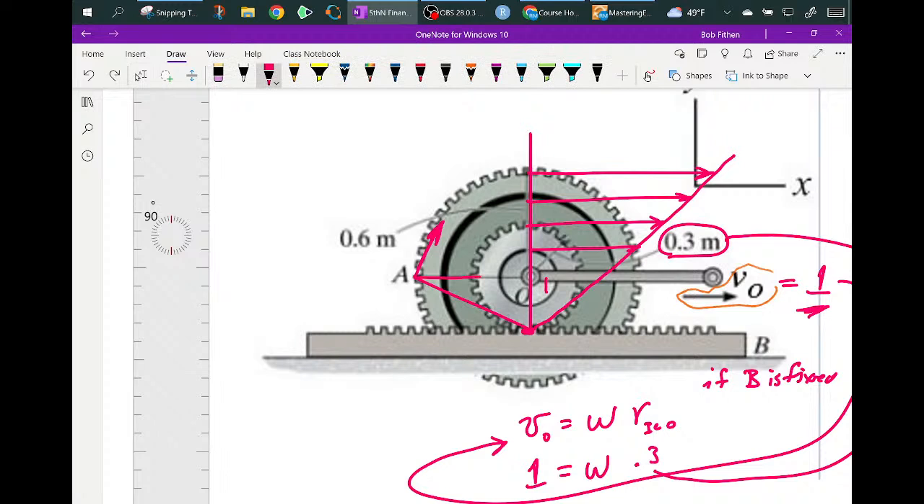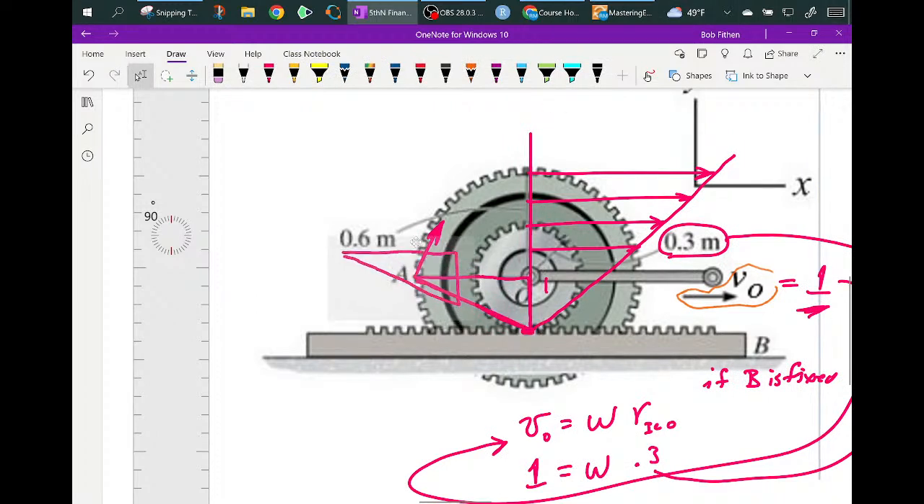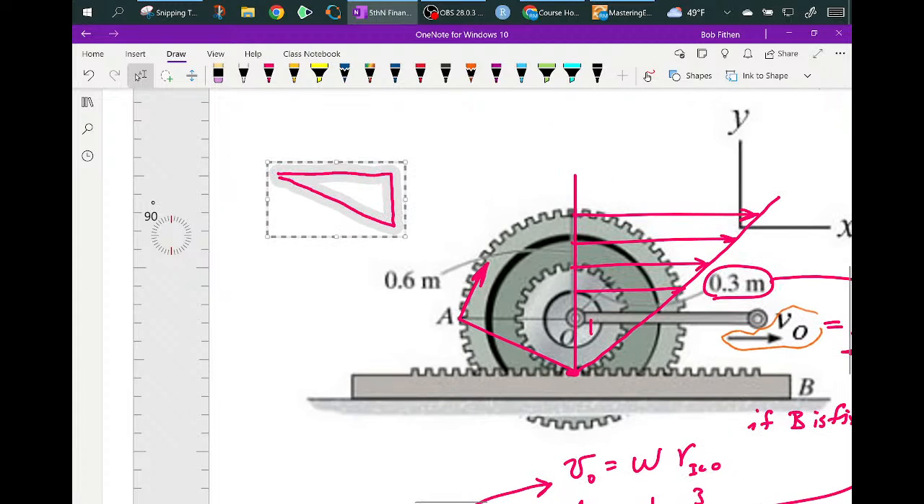If I were to look at this, and then go and grab that, move it over here, that would be a triangle in which, if you really look at this close, this top distance would be 0.6. This would be 0.3. This would be the square root of 0.6 squared plus 0.3 squared. That would be the distance from here to here.